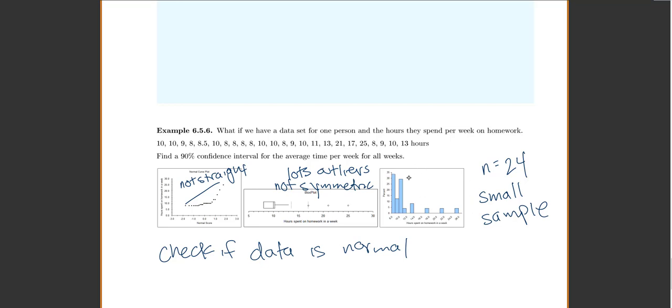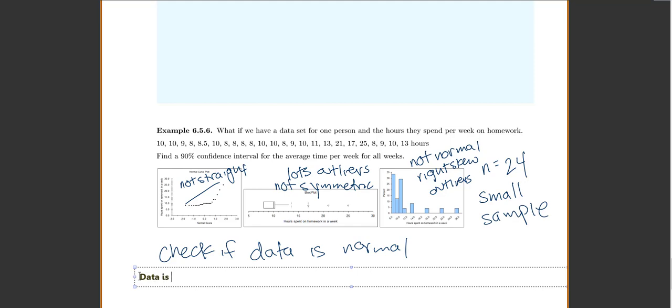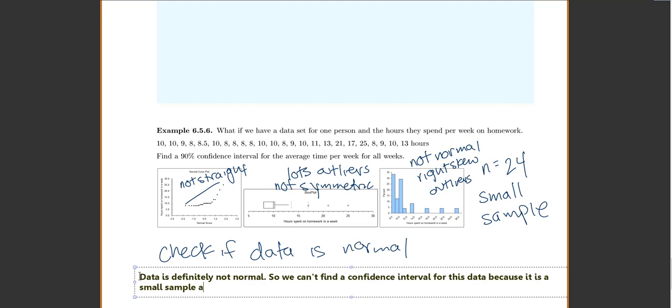And looking at my histogram, it is not normal. Definitely not normal. It's very right skewed, and you can see those outliers again. So there's outliers, so this data is not normal. Okay, so we can't find a confidence interval for this data because it is a small sample and the data is not normal.